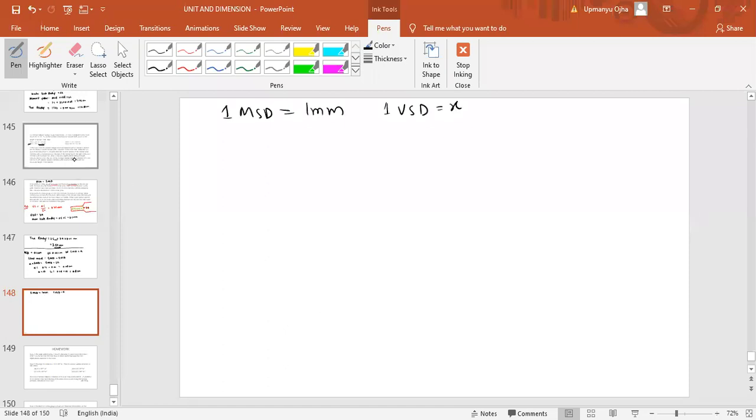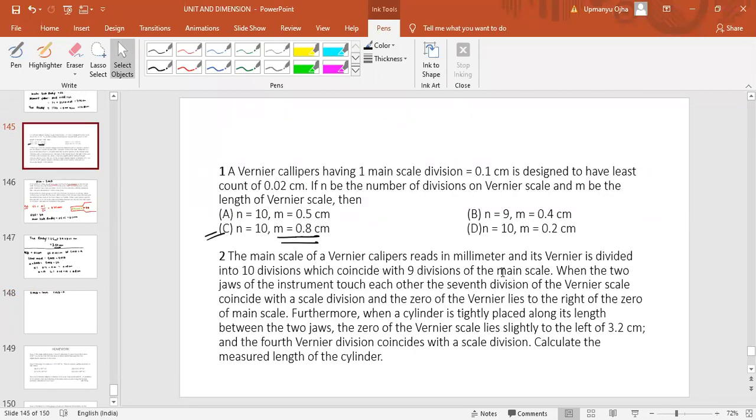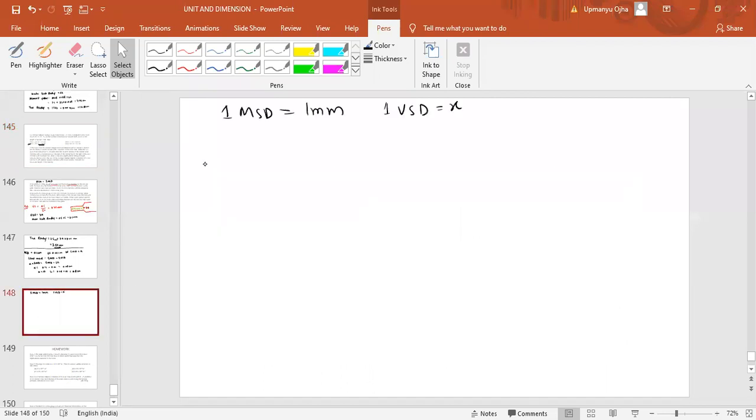Now what they are telling us is that 10 divisions of the vernier scale coincide with 9 divisions of the main scale, which means 9 into 1 millimeter should be equal to 10 into x. 9 divisions of the main scale are coinciding with 10 divisions of the vernier scale. What is x? x is one vernier scale division. So from here we can get the value of x, which would come as 0.9 millimeter, the value of one vernier scale division.